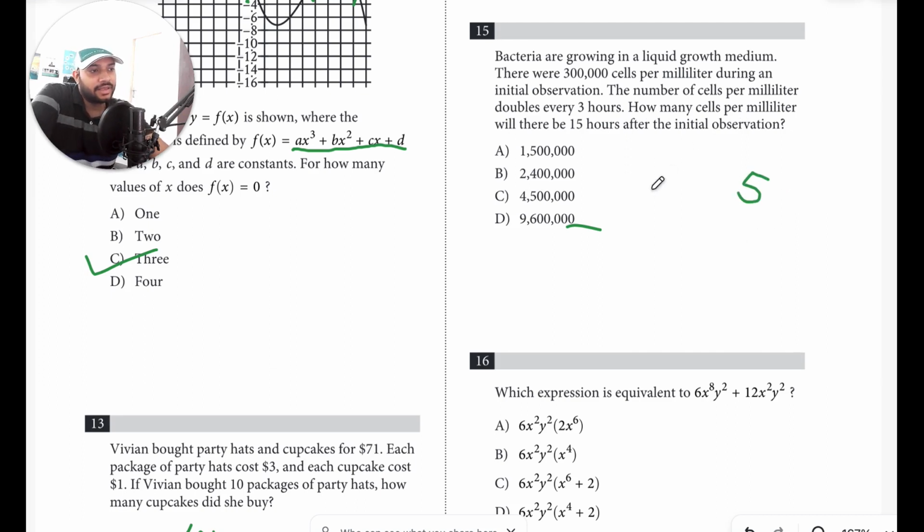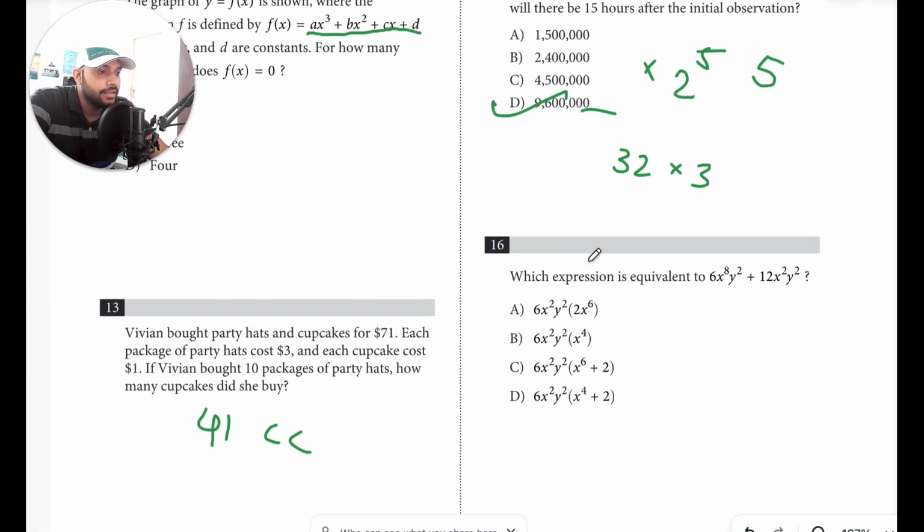So it's doubling 5 times. That means the initial number 300,000 multiplied by 2 raised to the power 5. 2 to the power 5 is 32. 32 times 3 is 96, so 9,600,000. Option D.